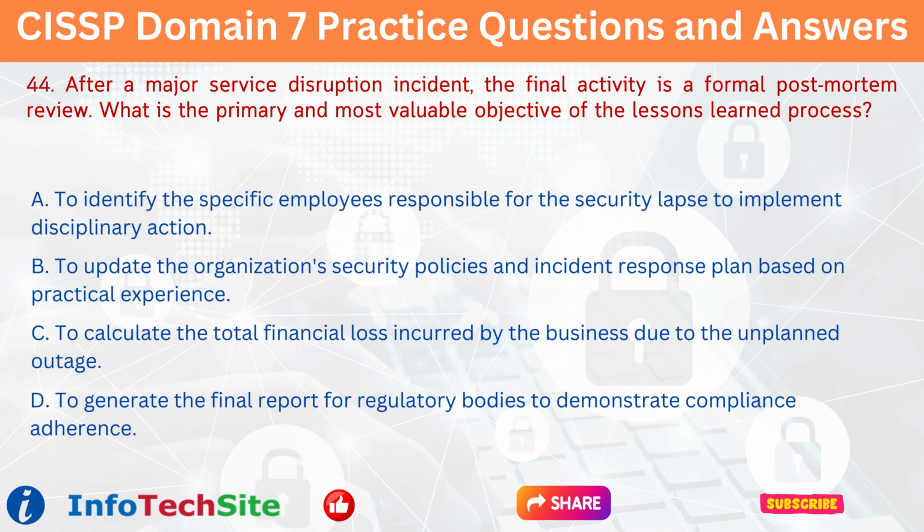44. After a major service disruption incident, the final activity is a formal post-mortem review. What is the primary and most valuable objective of the lessons learned process? A. To identify the specific employees responsible for the security lapse to implement disciplinary action. B. To update the organization's security policies and incident response plan based on practical experience. C. To calculate the total financial loss incurred by the business due to the unplanned outage. D. To generate the final report for regulatory bodies to demonstrate compliance adherence.